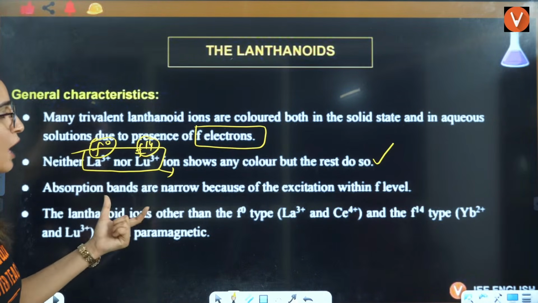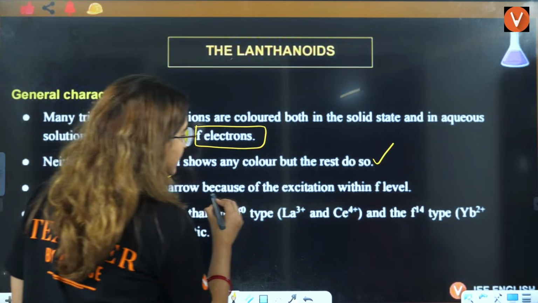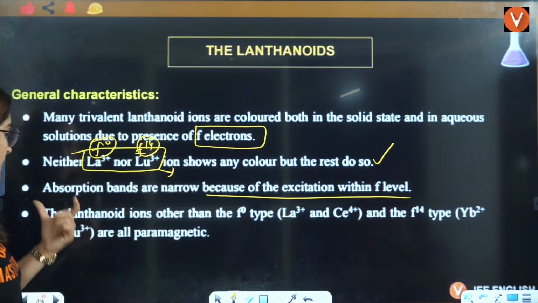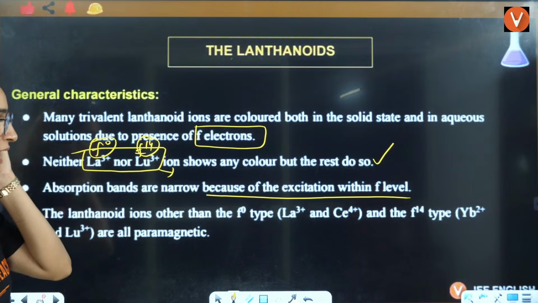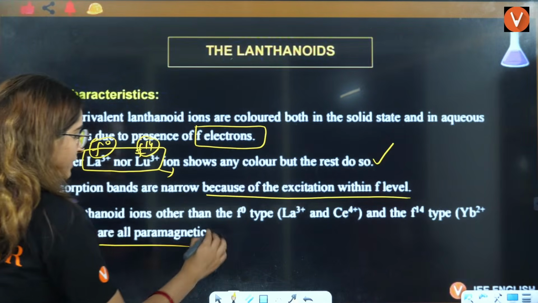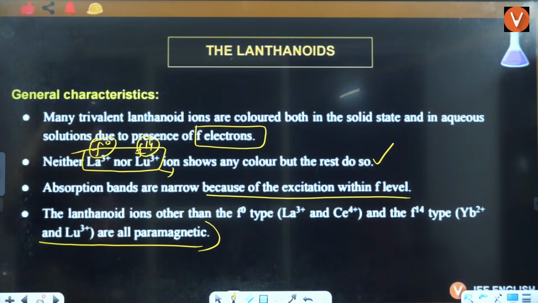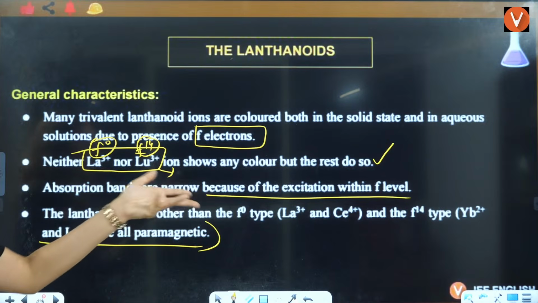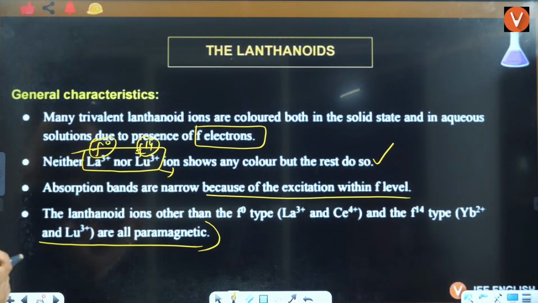Absorption bands are narrow because of excitation within the F level, right? The lanthanoid ions other than F0 type and F14 type are all paramagnetic. That is the difference, right, everybody? Other than F0 type, you have samarium 4+ and ytterbium 2+. Europium 2+ will have 4f7 now, then it will have color, right?